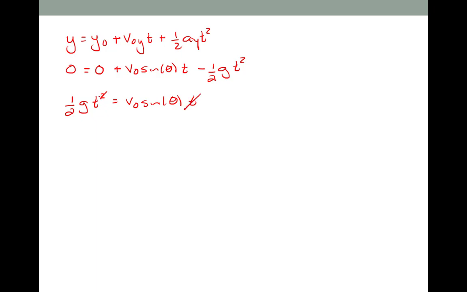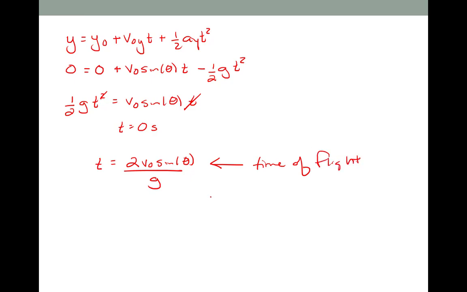I can cancel one factor of time and get t equals 0 as a possibility, but again, that's just telling me that it's on the ground when it starts. The other root looks like t equals 2 v naught sine theta divided by g. And this is time of flight and is valid whenever your starting height equals your ending height. So when you have symmetry.